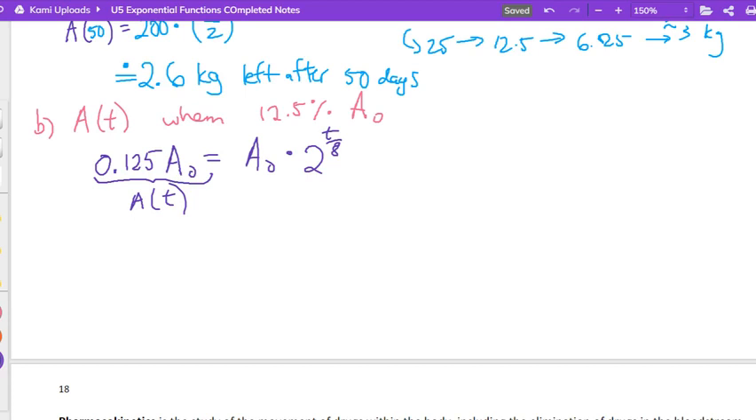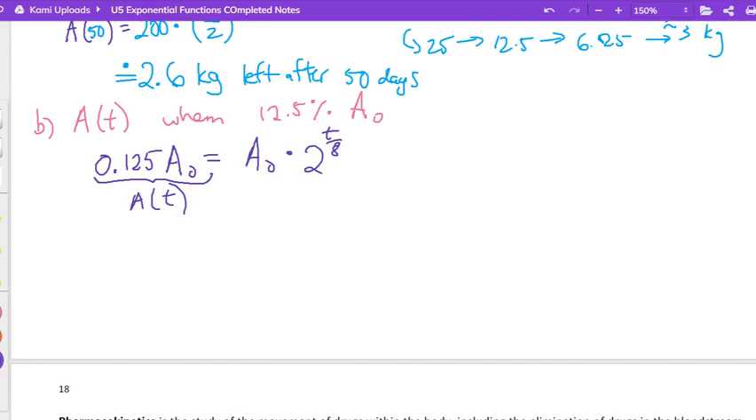So what I'm saying is, the amount, the A of t, that I want to solve for is when there's 0.125 of A naught. Now I know A naught is 200, so this would be 25 kilograms. So I could say, hey, when will I have 25 kilograms? But I want to show you an easier way.